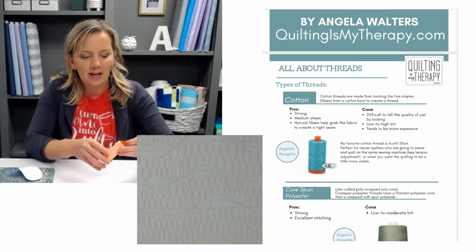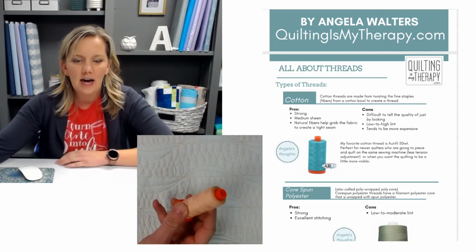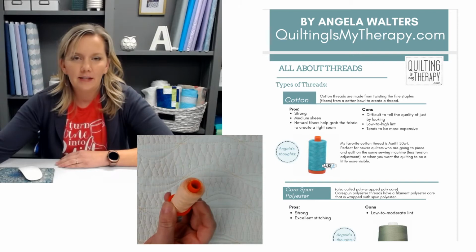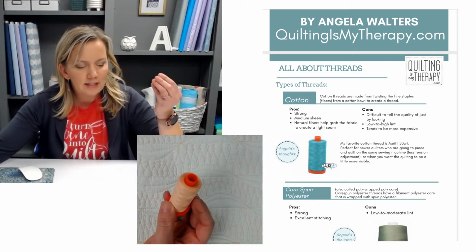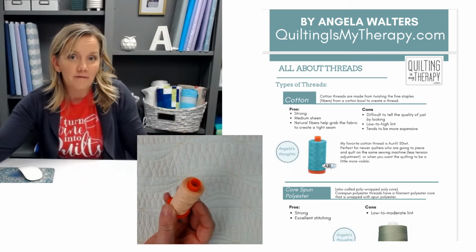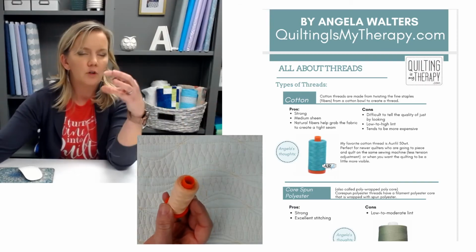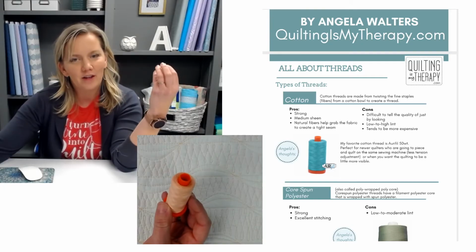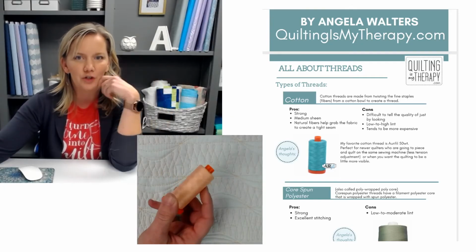So first up is cotton. Cotton thread, I love cotton. I love Aurifil, it's my favorite. Cotton thread is made by weaving together cotton staples or cotton fibers. The more twisting together of the cotton fibers, that's how it's made, the higher quality it is, the longer those fibers are, and the more it can handle machine quilting.